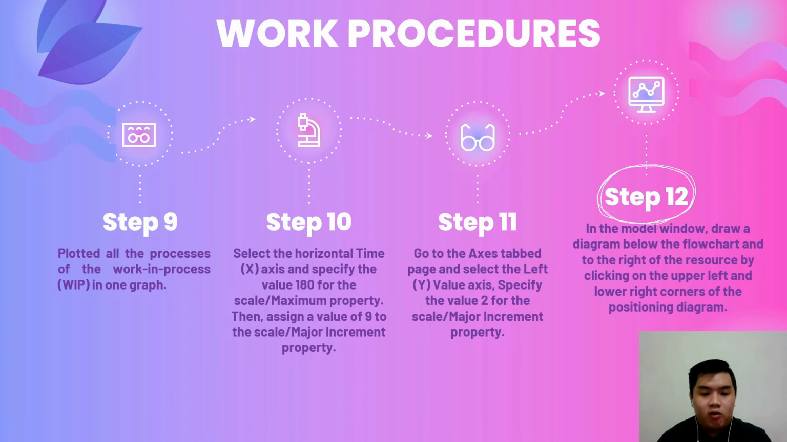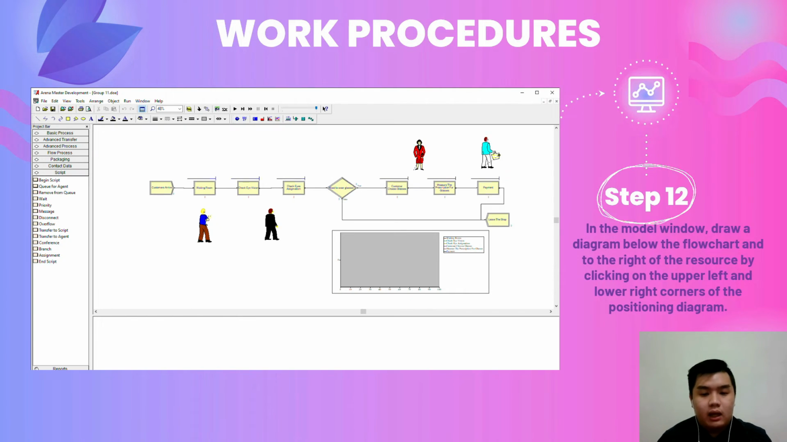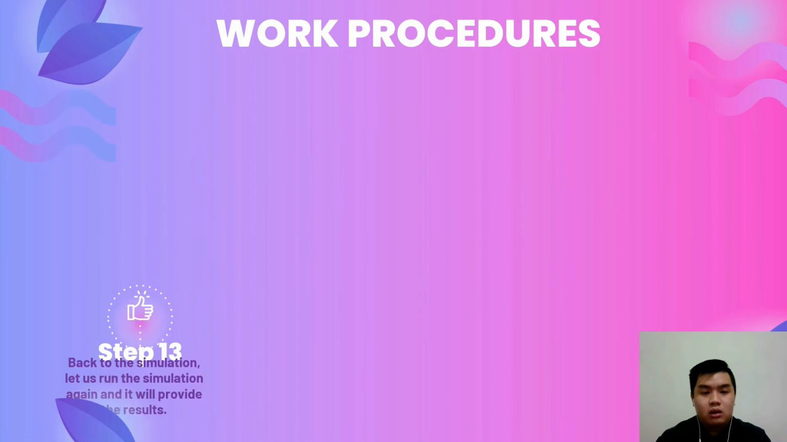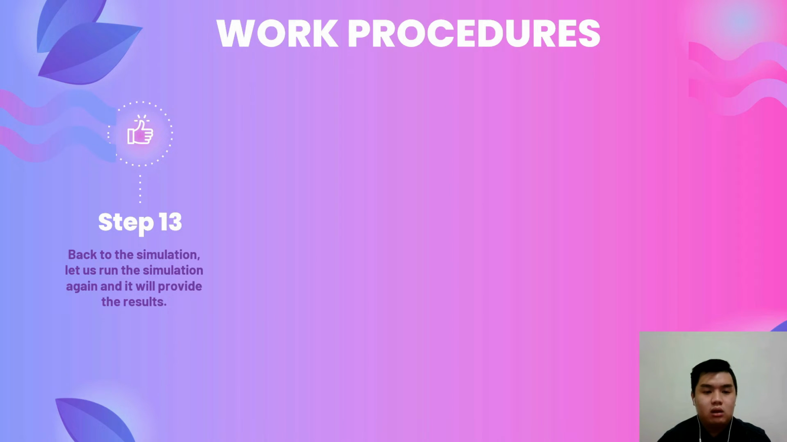And for step 12, in the model window, draw a diagram below the flowchart and to the right of the resource by clicking on the upper left and lower right corners of the position diagram. The last step is step 13. We have to go back to the simulation and run the simulation again, and it will provide the results.